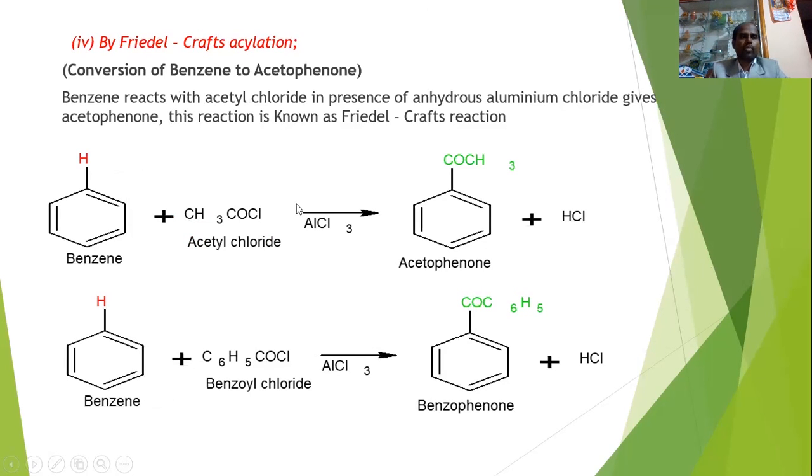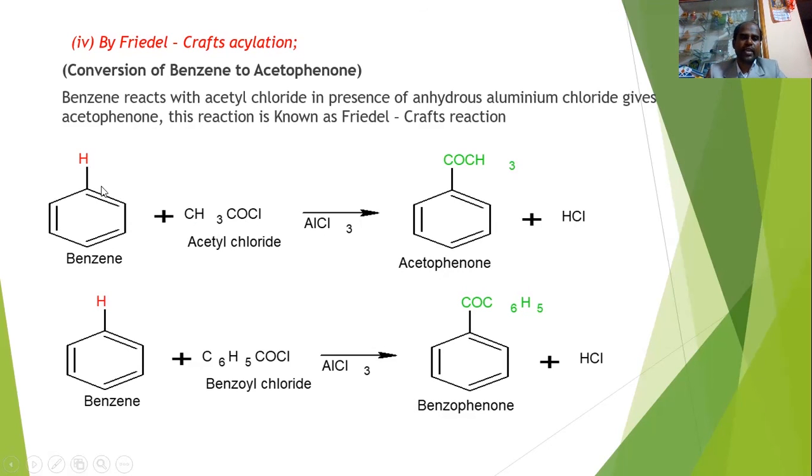So let's talk about the Friedel-Crafts reaction. Friedel-Crafts reaction means conversion of an aromatic compound into ketones. How is it converted? Benzene reacts with acetyl chloride in presence of anhydrous aluminum chloride to give acetophenone. So this double bond can attack this carbonyl group. This Cl and H will go out as HCl, forming acetophenone.